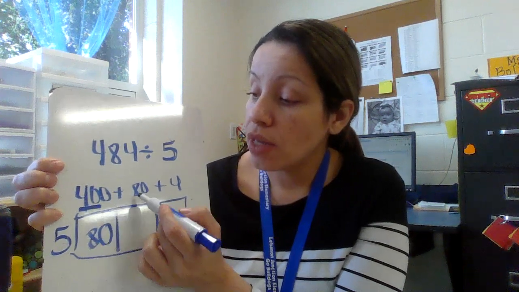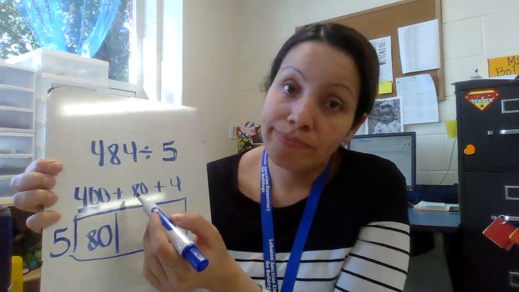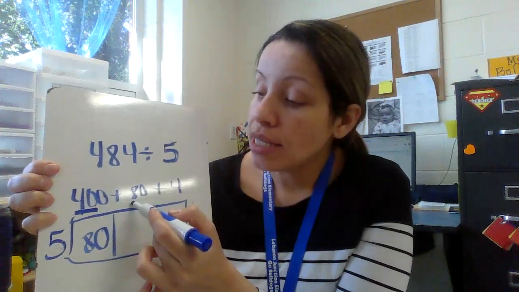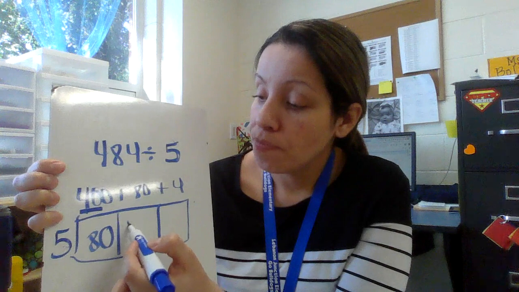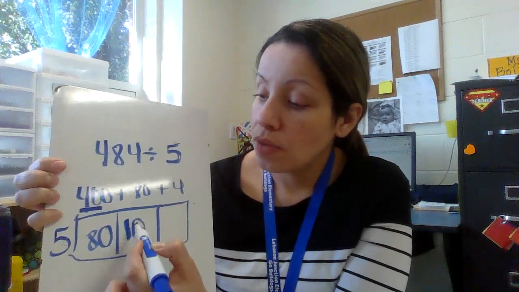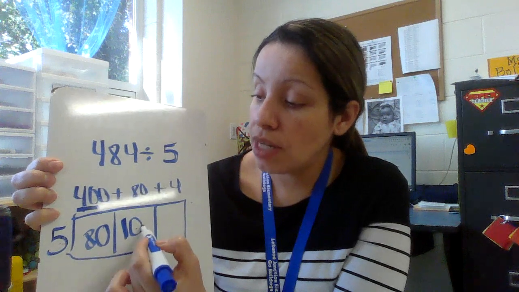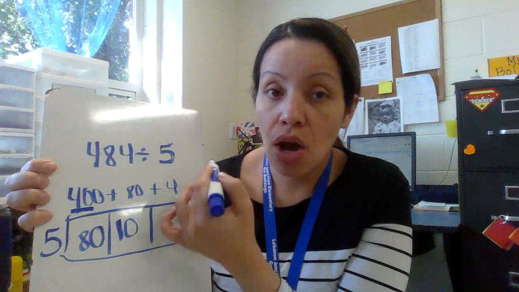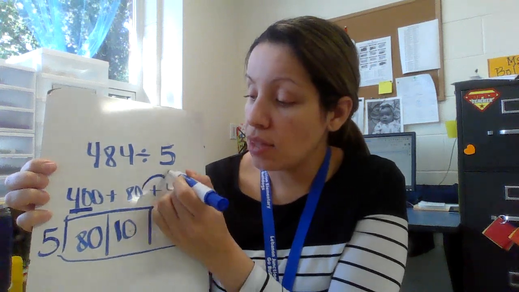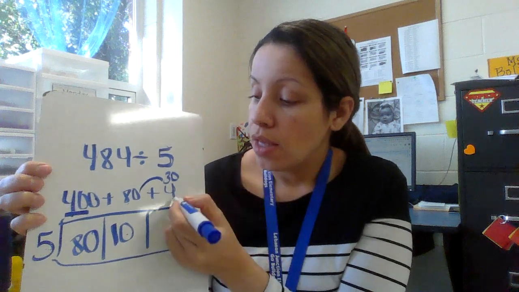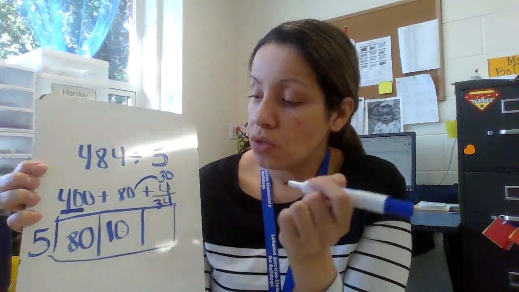Well, I'll make it a little more simple this time. 5 can go into 8 one time, and I have 0. So 10 times 5 is 50. So that means I have 30 left. I have 30 left that I need to bring over to this side. So I'm going to add 30 to here, and then I have 34. So this number turned into 34.